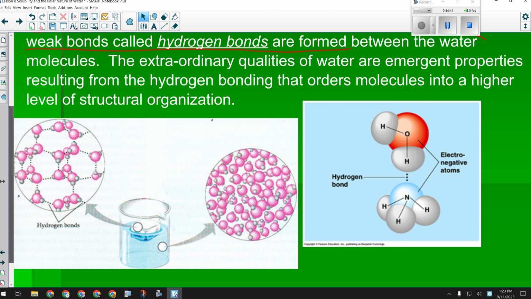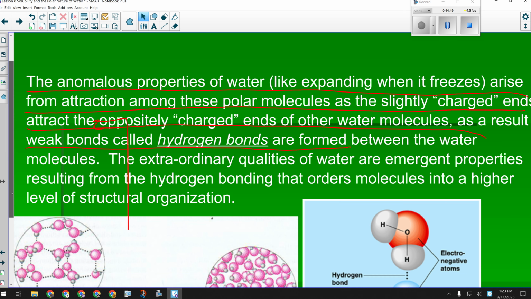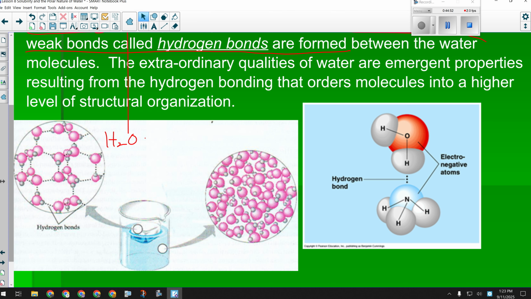Okay. So, hydrogen bonds between water molecules. Whoa, that's not what I wanted. Okay, so let's just do this. Water to water is called cohesion. Okay? Water to another substance is called adhesion. Okay, that's what's in this picture here. There we see water hydrogen bonded to nitrogen trihydride. So that's the adhesion.